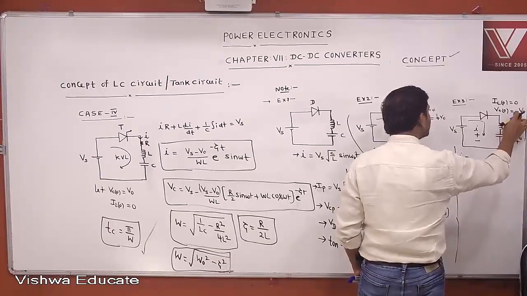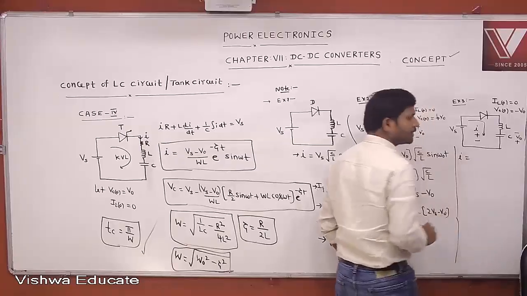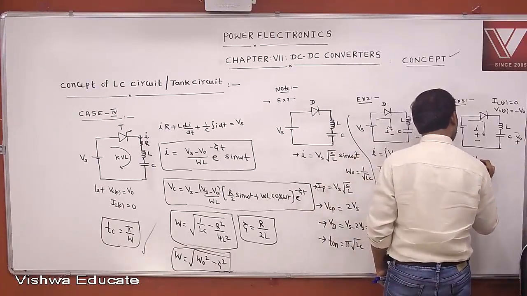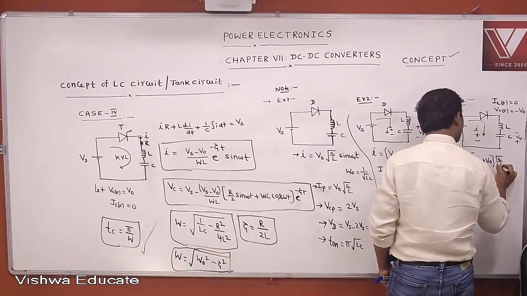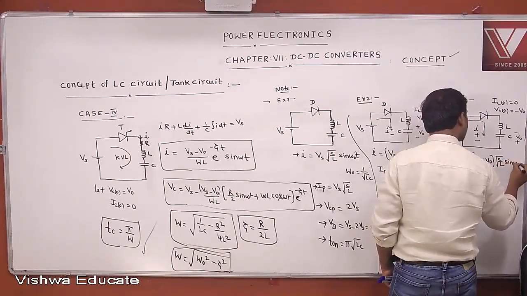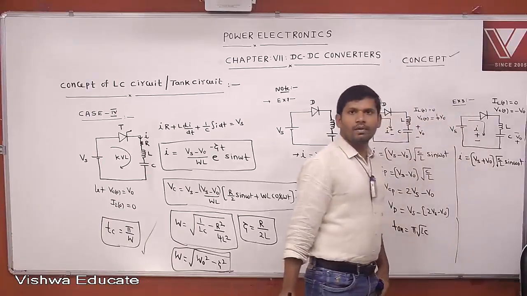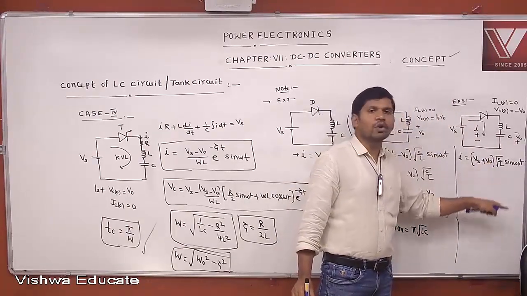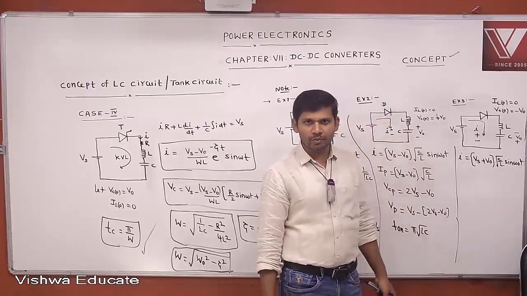If it is not mentioned, you can take it based on the direction only, the current direction and polarity only. Then I equals Vs plus V0 into square root of C by L into sin omega naught t. Here negative is given, so you take positive. Here positive is given, you subtract. Like that you remember to solve the problems.